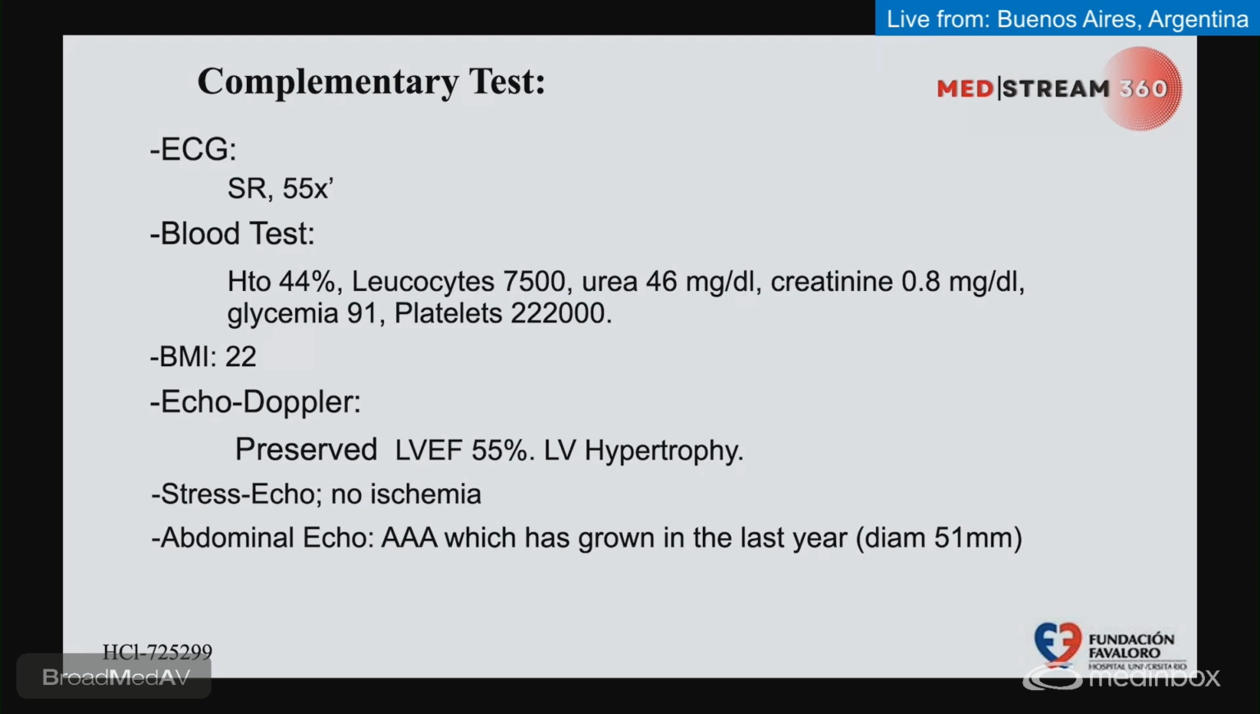The blood tests are normal. The body mass index is normal. He also has a preserved left ventricular ejection fraction. And in the abdominal echo, an abdominal aortic aneurysm was shown, which has grown more than 5 millimeters in the past year, reaching 51. And that's why the patient was referred to us for treatment.